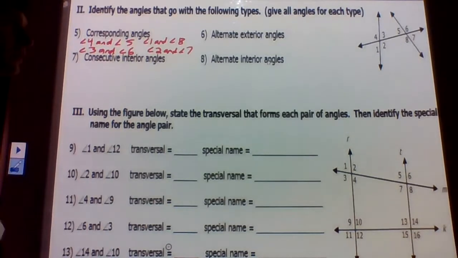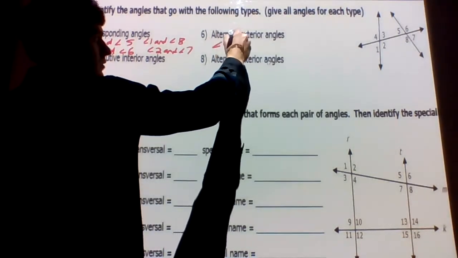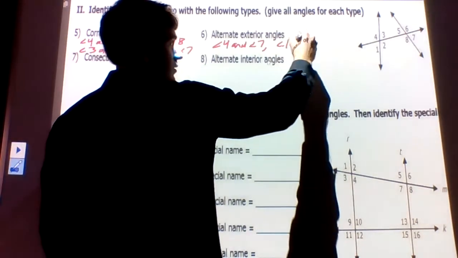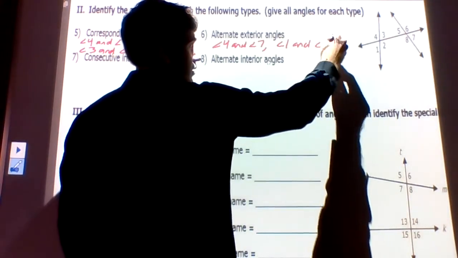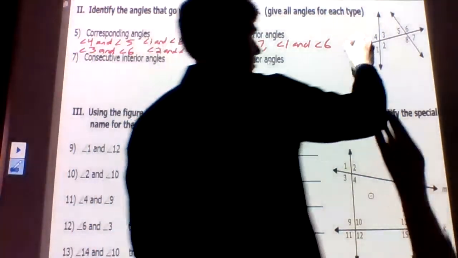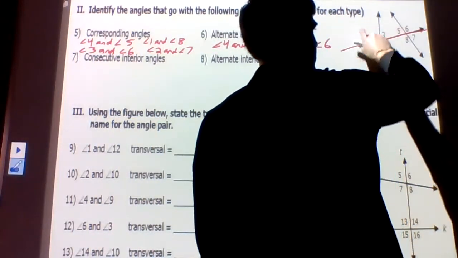Okay, alternate exterior: angle 4 and angle 7 are alternate exterior, and then angle 1 and angle 6. They're on alternate sides of the transversal. Here's our transversal. Alternate sides, and they're outside the two lines.